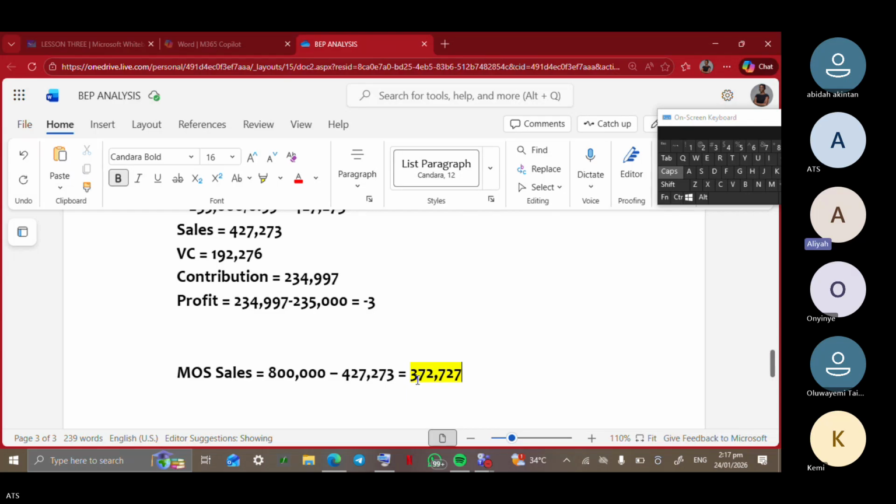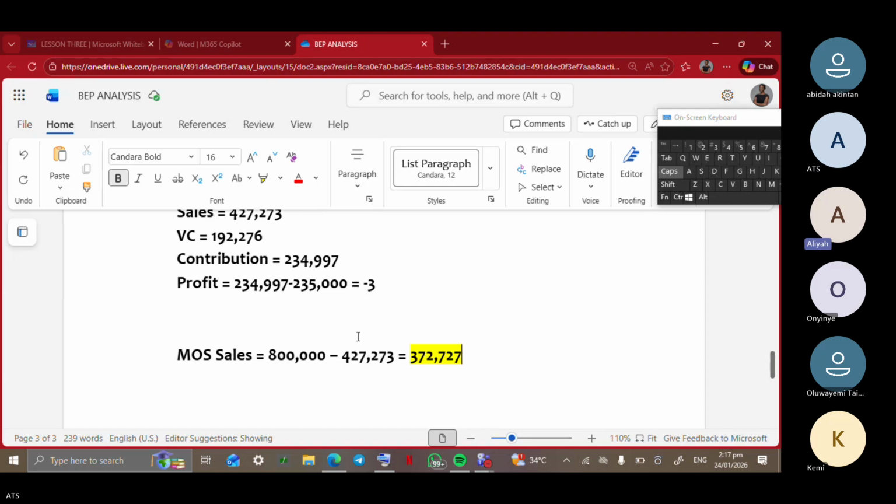Ma, please, this margin of safety sales is the difference between the actual sales and our sales at break-even? Exactly. Yes. So the formula is budgeted sales minus break-even sales, or actual sales minus break-even sales. That's the formula.